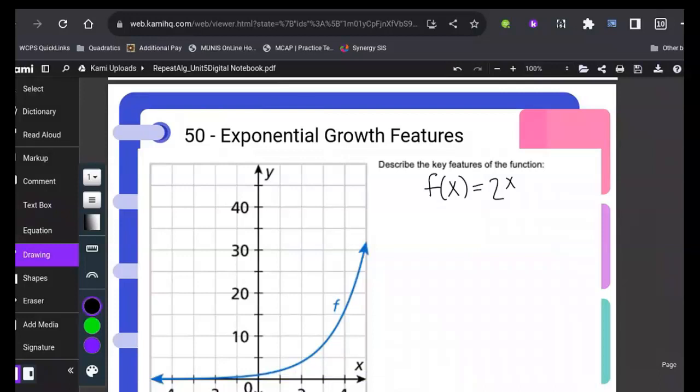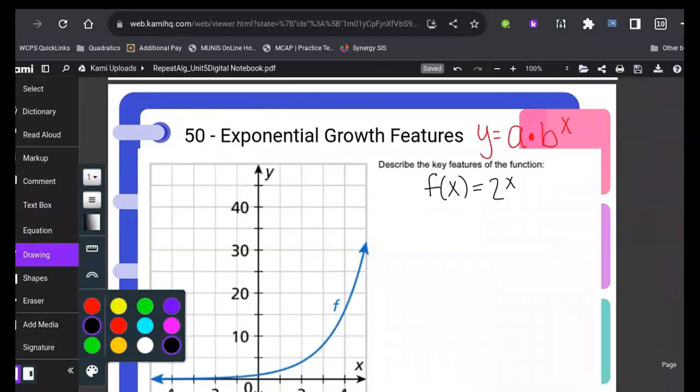So we're starting our exponential functions. So all of our exponential functions, we can use the equation y equals a times b to the x power. So the equation y equals a times b to the x power.